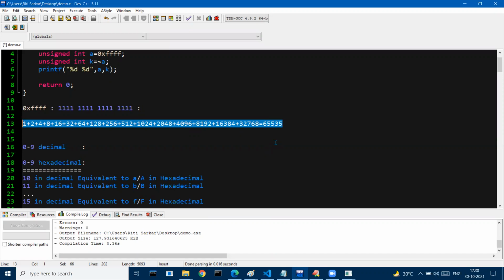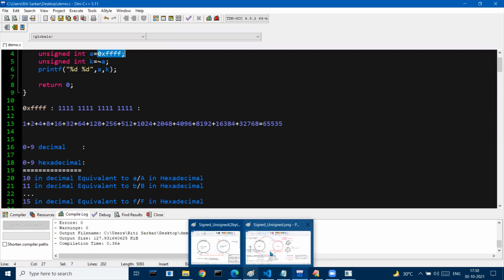Later you will go for the addition. Anyone have doubts about why I started adding 1 plus 2 plus 4 plus 8? Confirm once in the chat box. No one is there, everyone understood. So what is the current value in decimal? 65,535. And that's an unsigned number, guys.